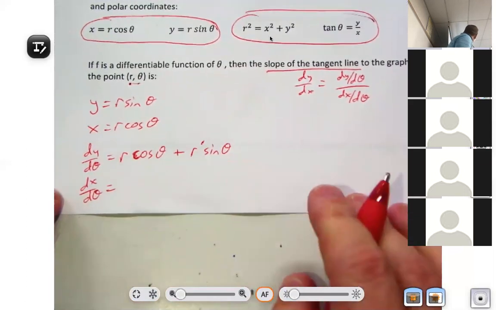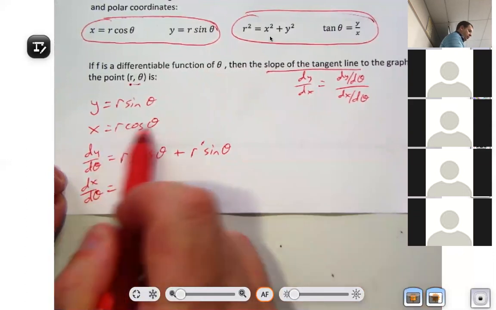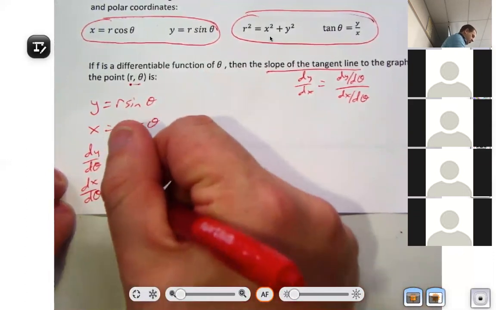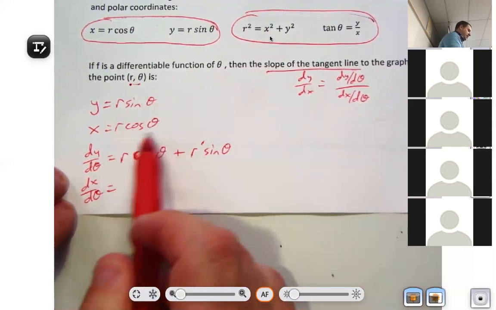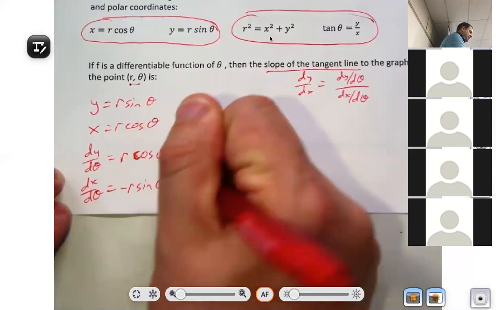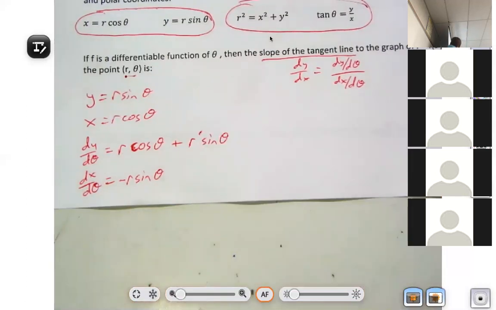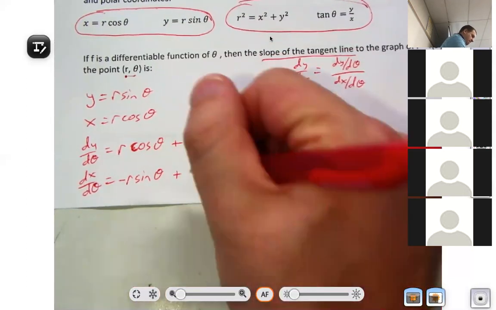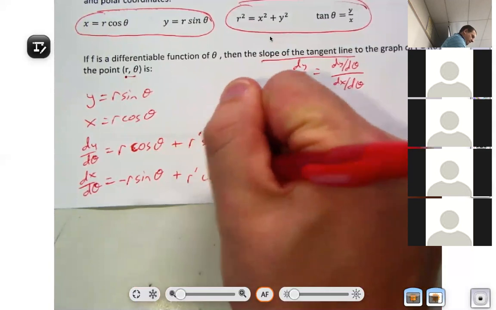To find dx d theta, we're going to do product rule with r cosine theta. So first times derivative of the second. The derivative of cosine is negative sine. So I'm going to write that as negative r sine theta. And then plus r prime cosine theta.